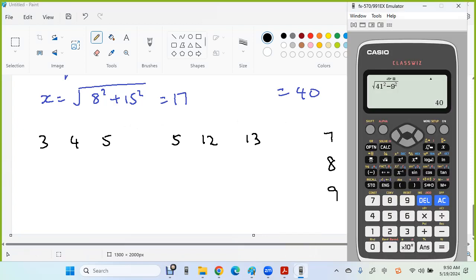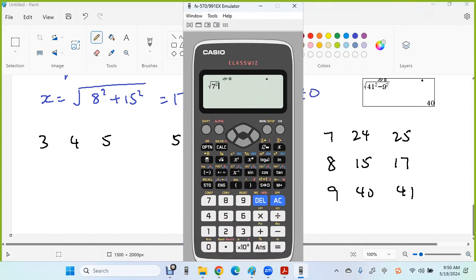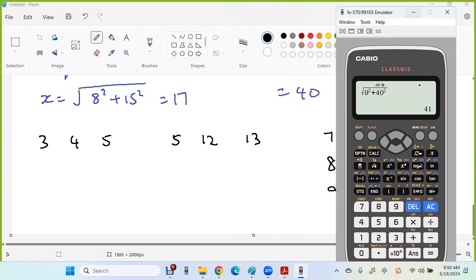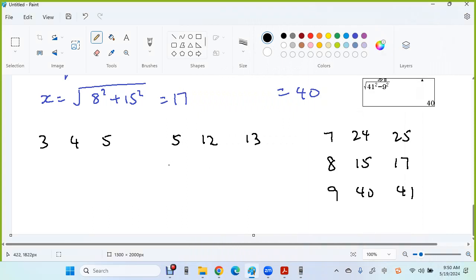You can see that the square root of 3 squared plus 4 squared is 5, and the square root of 5 squared plus 12 squared is 13, and the square root of 7 squared plus 24 squared is 25, the square root of 8 squared plus 15 squared is 17, and the square root of 9 squared plus 40 squared is 41. So these are the Pythagoras triples, and their multiples.